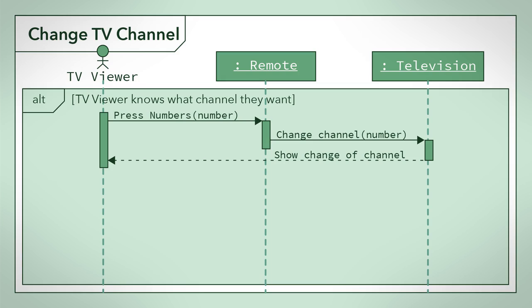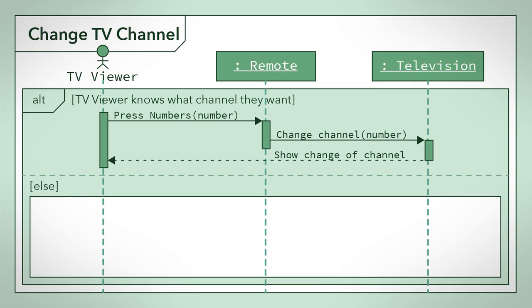If the TV viewer does not know what channel they want, other sequences can occur. One sequence is that the TV viewer will browse through the channels until they find something to watch. So I'm going to draw this sequence underneath the previous sequence with the condition else, meaning this sequence occurs if all other alternatives are false.